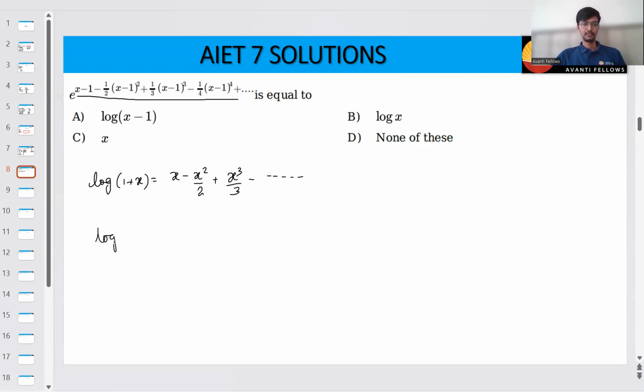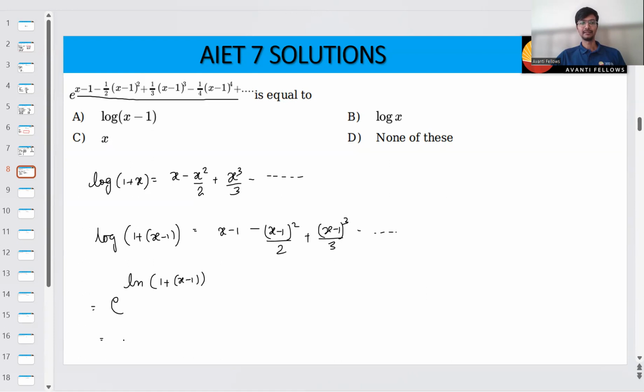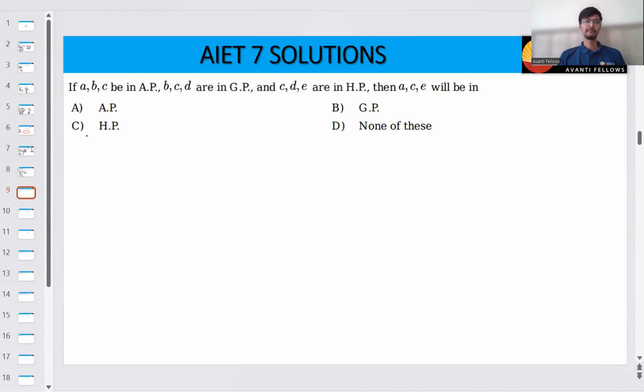So if I try to write log of 1 plus x minus 1, because here we see x minus 1, it will be x minus 1 minus (x minus 1) the whole square by 2 plus (x minus 1) the whole cube by 3 and so on. This is basically written as e raised to ln 1 plus x minus 1, which I can write as 1 plus x minus 1. So 1 and 1 will get cancelled, and I'll get our answer as x, which is option number third. Clear? Let's see the next one.